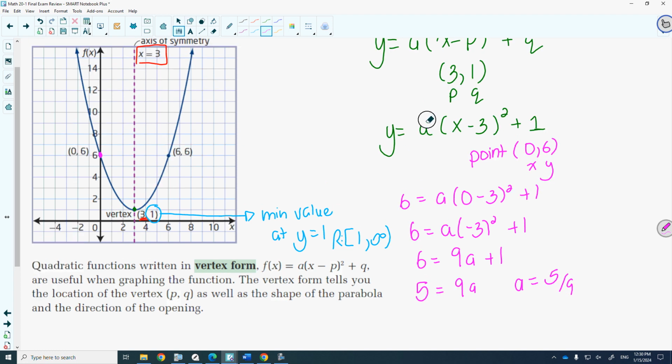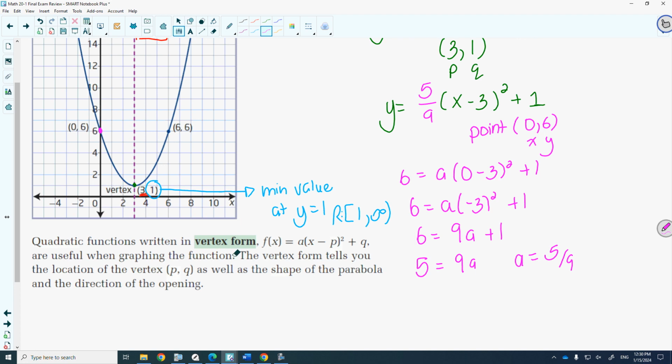So I go back up here, and I'll put 5 over 9 in. And the other thing I'm going to do is, it says it wants a quadratic function in vertex form, and they give me the equation. So what you want to do is match up your equation to what we've got. So I'm actually going to change y to f of x because they want it in function notation. So I'm going to change this to f of x.